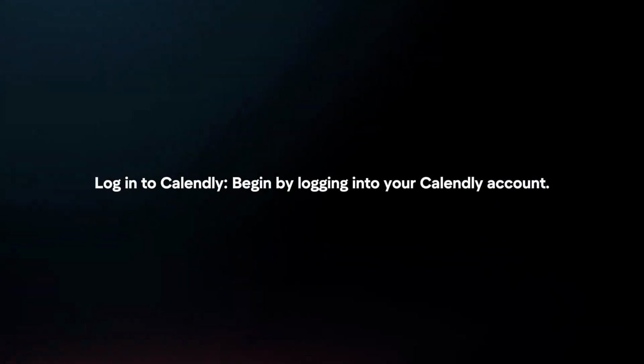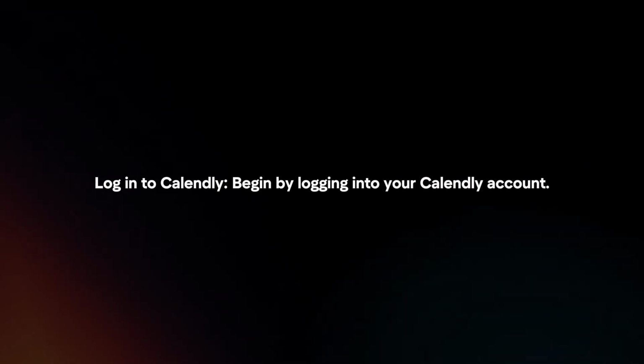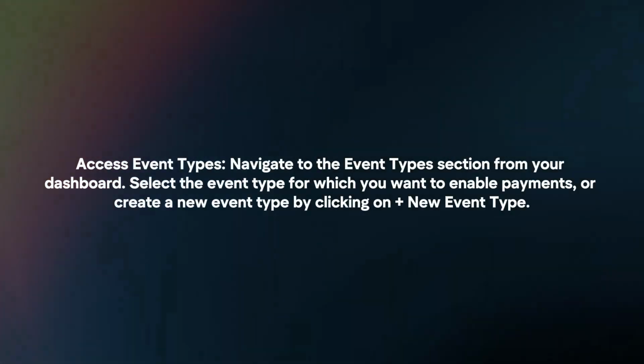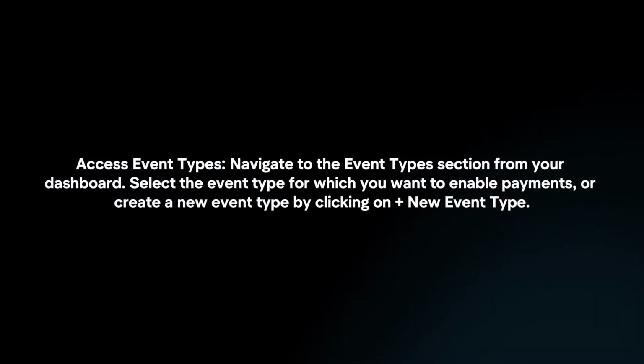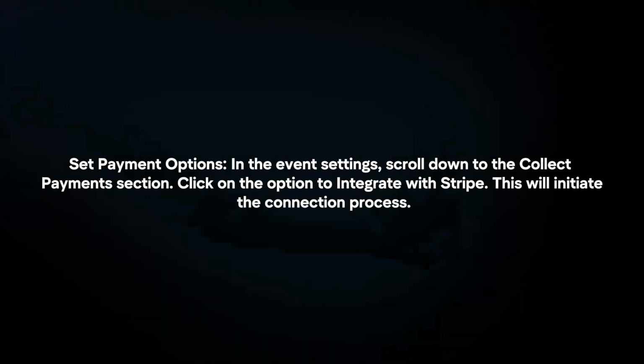Log into Calendly. Begin by logging into your Calendly account. Access event types. Navigate to the event type section from your dashboard. Select the event type for which you want to enable payments or create a new event type by clicking on plus new event type.